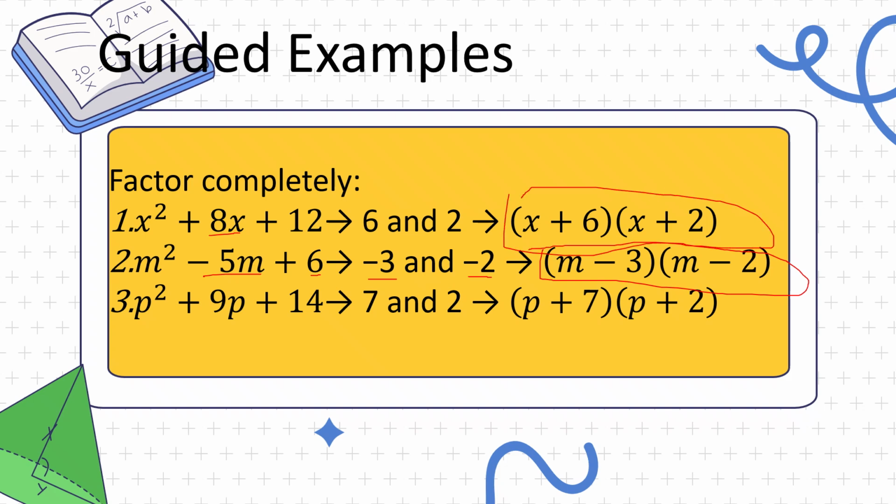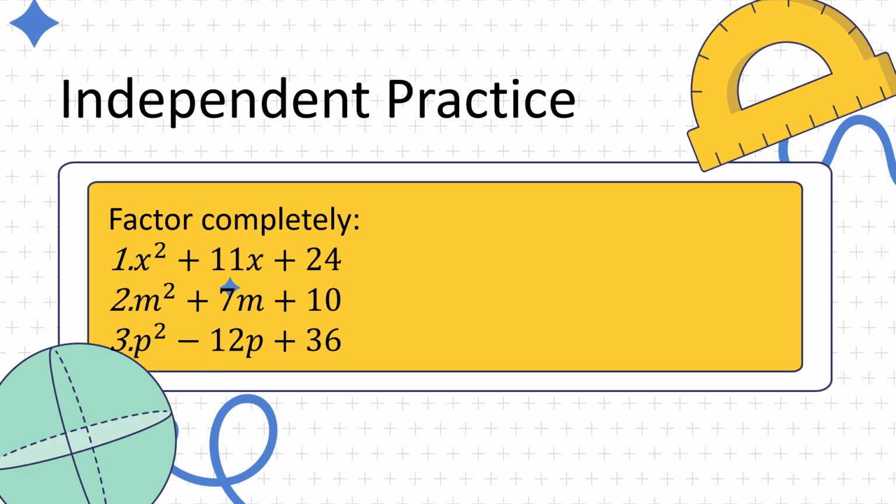Next, for number 3, we have p squared plus 9p plus 14. Now, what are the factors of 14? We have 7 and 2. 7 times 2 is 14, while 7 plus 2 becomes 9. Okay? So our factors are p plus 7 times the quantity p plus 2. That's the factor. So it's quite easy, no? I hope you understand.